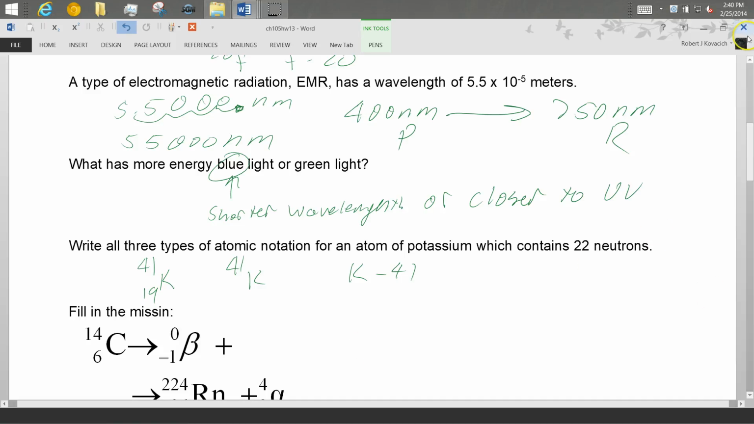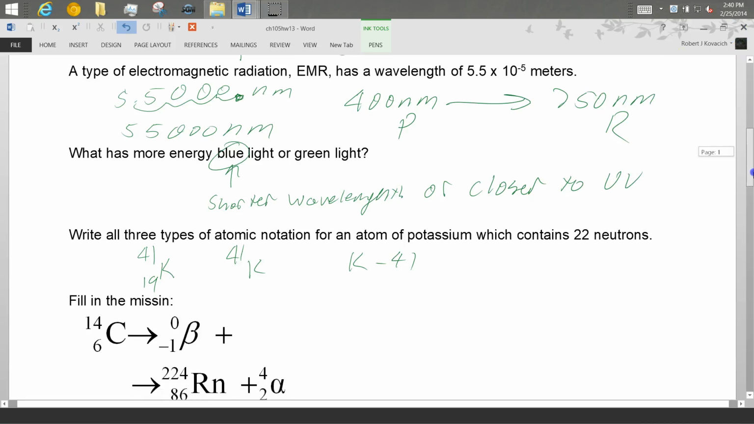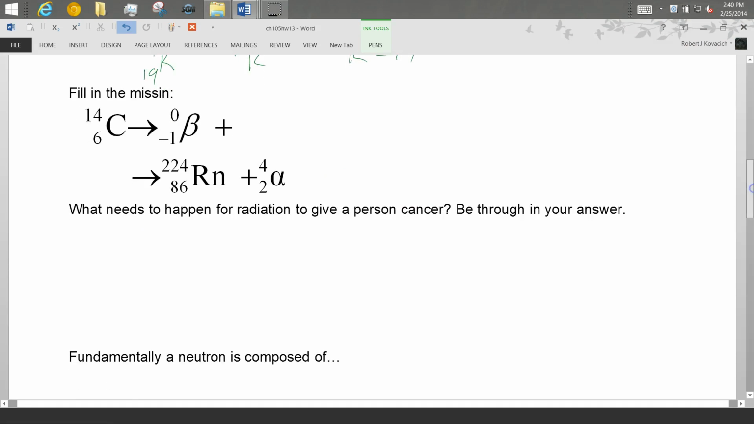All right, so now we want to fill in the blank here. What's missing out of this particular reaction? What else should be on the product side? What is the mass of the thing that's missing? 14. So these two numbers in the superscript have to add up to the number in the superscripts on the reactant side. So 0 and 14 is 14. And then what do I have to add up? What do I need the proton number to be? 7. Yeah, so 7 plus a -1 gives me a 6. So then we're talking about nitrogen.